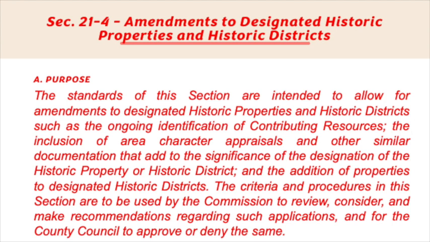Section 21-4, Amendments to Designated Historic Properties and Historic Districts. A. Purpose. The standards of this section are intended to allow for amendments to designated historic properties and historic districts, such as the ongoing identification of contributing resources, the inclusion of area character appraisals and other similar documentation that add to the significance of the designation of the historic property or district, and the addition of properties to designated historic districts. The criteria and procedures in this section are to be used by the Commission to review, consider, and make recommendations regarding such applications and for the County Council to approve or deny the same.